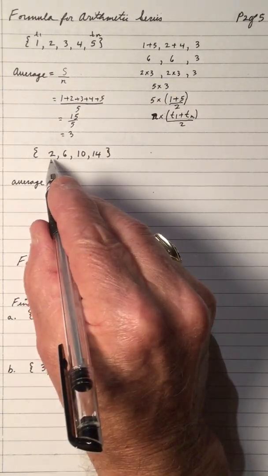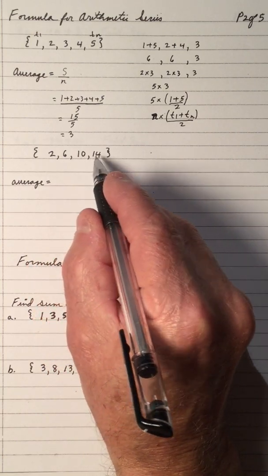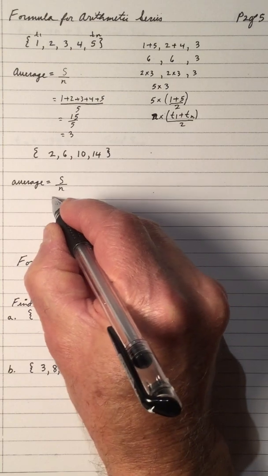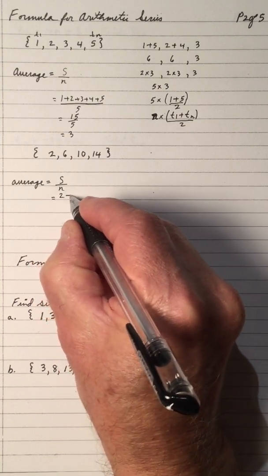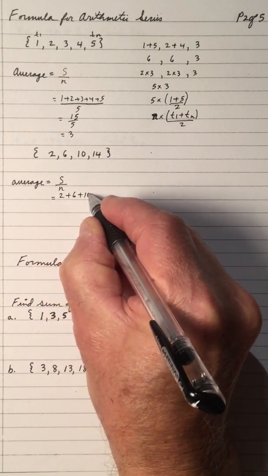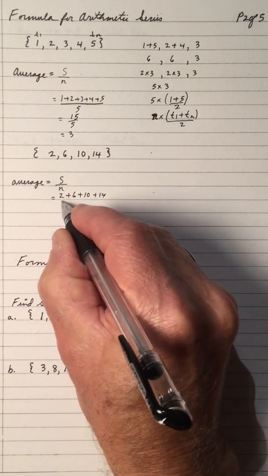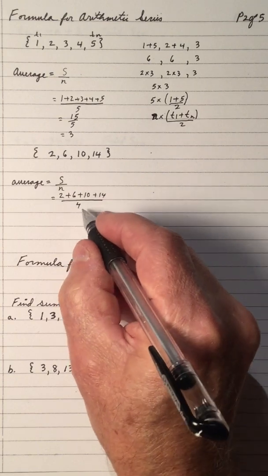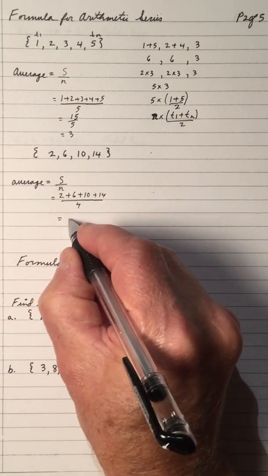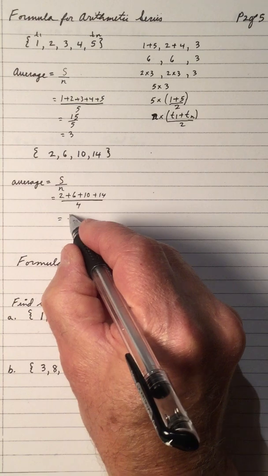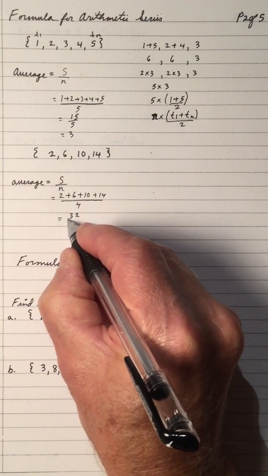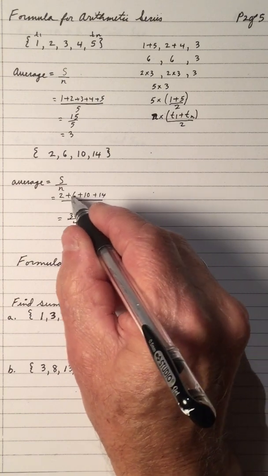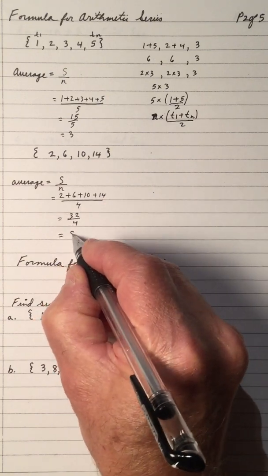And let's do that with this series, 2, 6, 10, 14. The average is the sum of the numbers divided by the number of numbers. So the sum, 2 plus 6 plus 10 plus 14, divided by the number, which is 4. And that sum adds up to 32, divided by 4. And the average is 8.